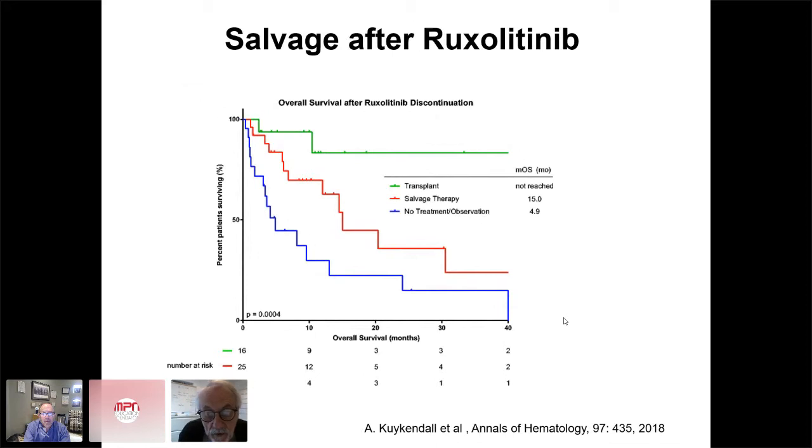This is taken from a more recent paper by Dr. Kuykendall in the Annals of Hematology. And what he shows now, okay, these are patients who have also received Ruxolitinib but have progressed, and were transplanted, as he says here, as a salvage procedure. And you can see that for those patients, green line, transplantation clearly gives you the best results in comparison to other salvage efforts in red, or no treatment observations.